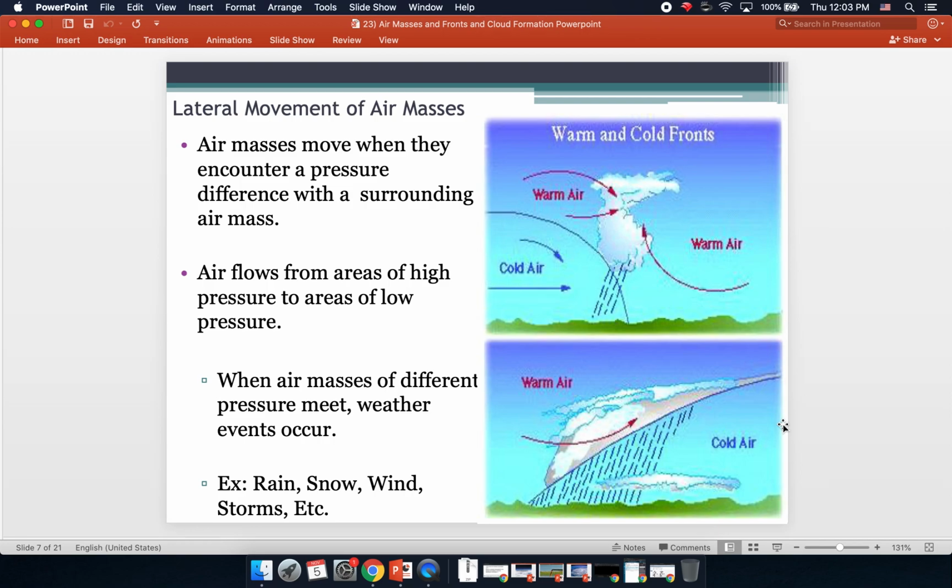When air masses of different pressures meet, weather events occur. So let me reiterate something too. What causes differences in air pressure is the temperature for the most part. Warm air is lower pressure. Areas of colder air are higher pressure areas. So when these low and high air pressure areas meet, or these warm air and cold air parcels meet, that's when we get our weather events: rain, snow, wind, storms, and so forth.